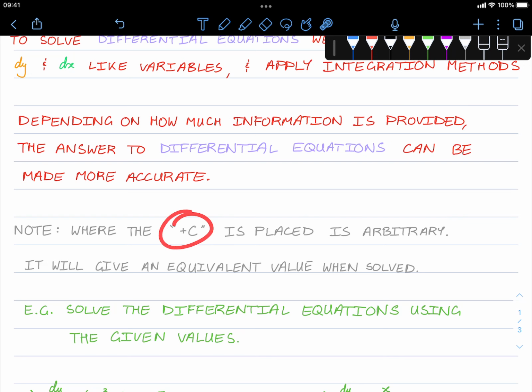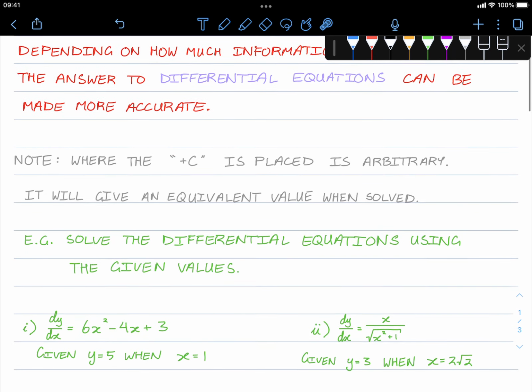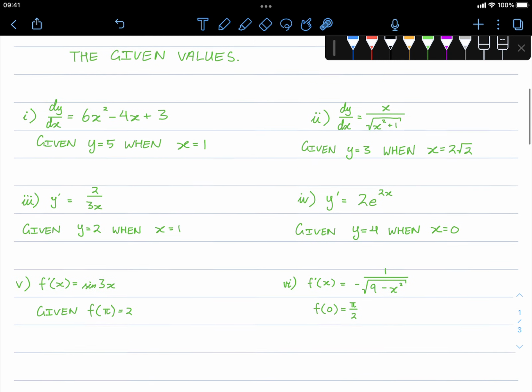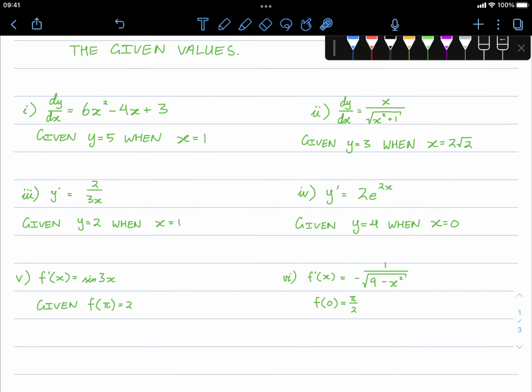This is referring to plus c, and note, and you'll see this in the examples, that where the plus c is placed is arbitrary, meaning you can place it nearly anywhere, as it will give an equivalent value when you solve it depending on where it's placed. I'll demonstrate this in the following examples.